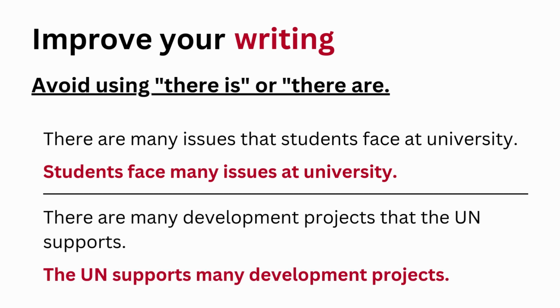A second example, there are many development projects that the UN supports. Again, we don't need there are. We could simply change it to the UN supports many development projects. By getting rid of there is and there are, your sentences become stronger and more to the point.